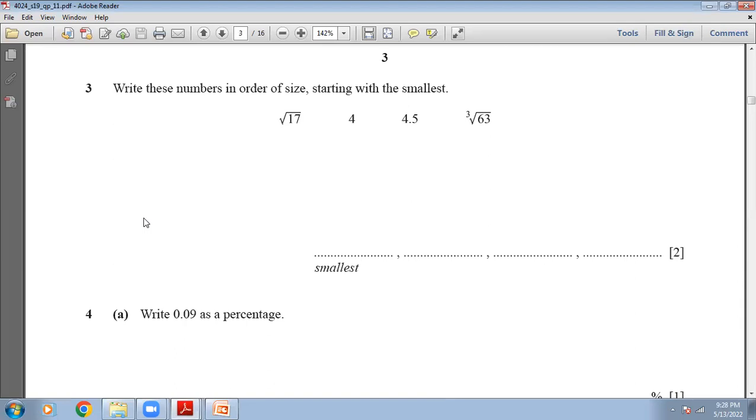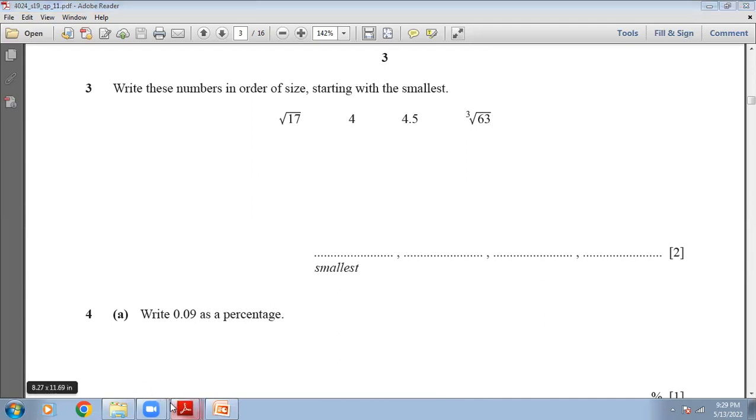Here we have, write these numbers in order of size, starting with the smallest. Okay, this is a very tricky question. Square root of 17 will be 4 point something. This is 4, this is 4.5, but it will definitely not be more than 4.5. So this one will be 6.1 something. And this is the cube root of 63. You know, the cube root of 64 is 4. The cube root of 64 is 4. So this one is 3 point something.